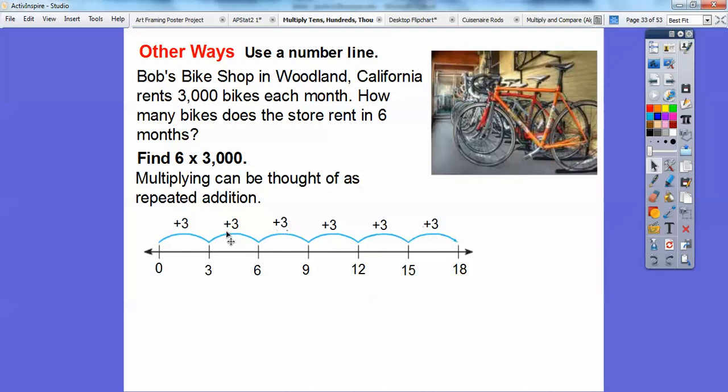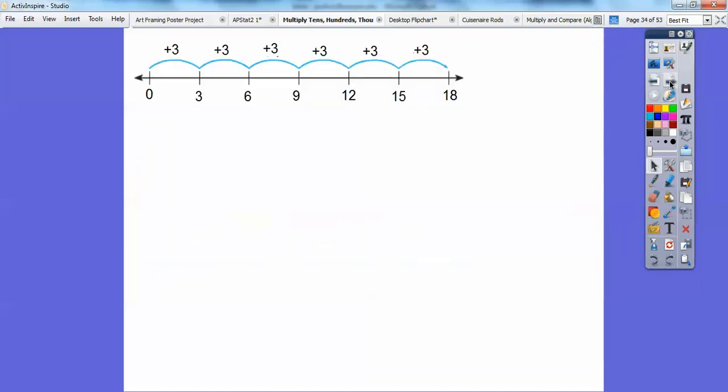And 6 threes added together: 0 plus 3 is 3, plus 3 is 6, plus 3 is 9, plus 3 is 12, plus 3 is 15, plus 3 is 18. So 6 threes is the same as 6 times 3. So 6 times 3 is just 18, okay? Well, we know that. That's basic stuff right there.